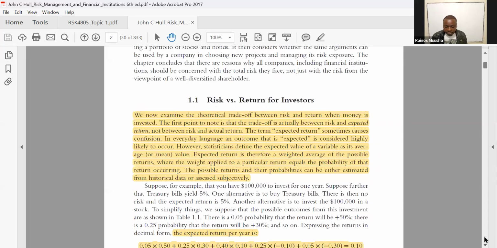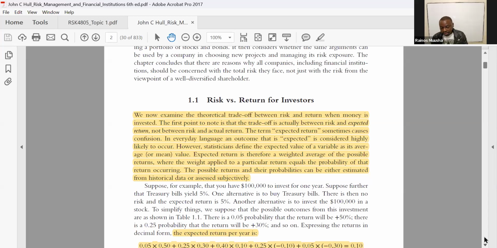So when you look at the concept of risk and return for investors, in section 1.1, they say, we now examine the theoretical trade-off between risk and return when money is invested. The first point to note is that the trade-off is actually between risk and expected return, not between risk and actual return. The term expected return sometimes causes confusion.